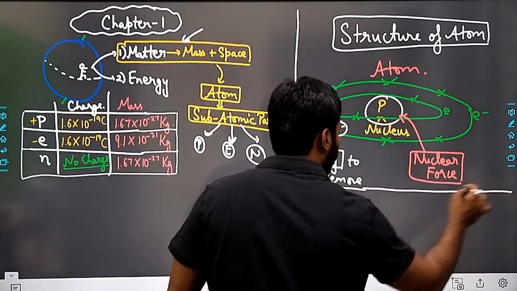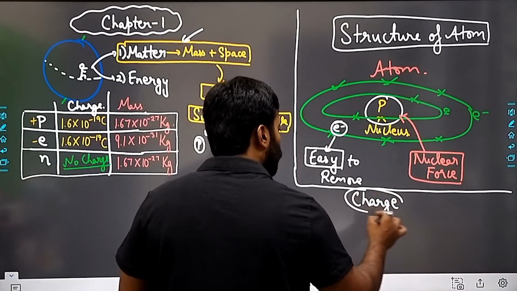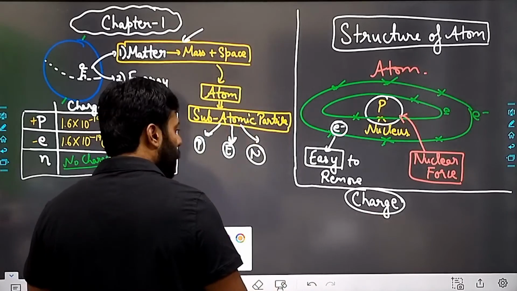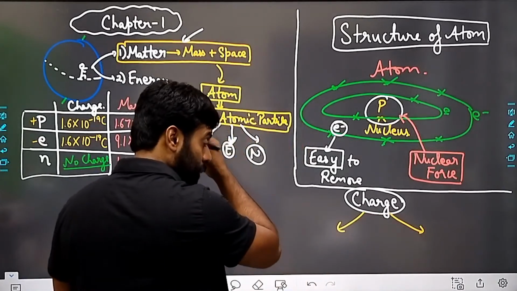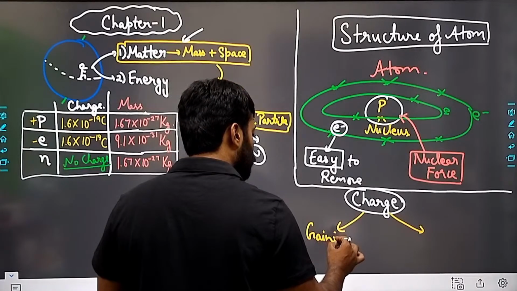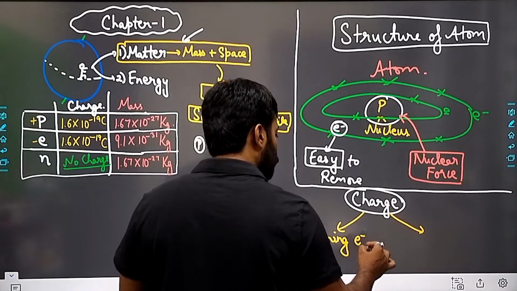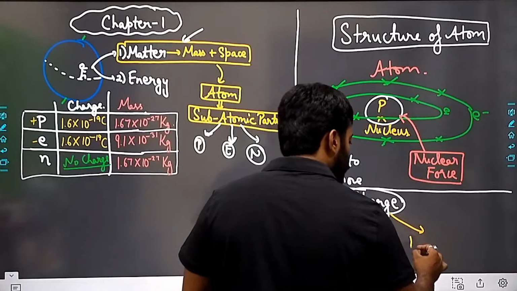So basically we can say that the charge on an object can only come by two methods. First, by gaining electron, or by losing electron.